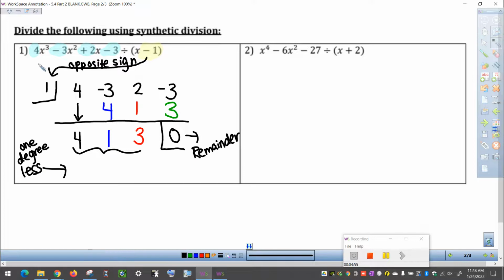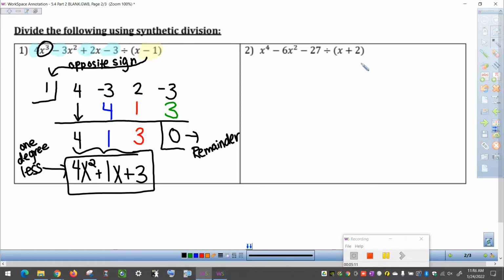Notice how we started with something that was a degree of 3, so 1 degree less would be a degree of 2. And these are going to be the coefficients for that polynomial. So it's going to be 4x squared plus 1x plus 3. And this right there would be our final answer.